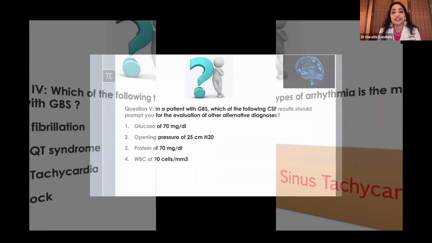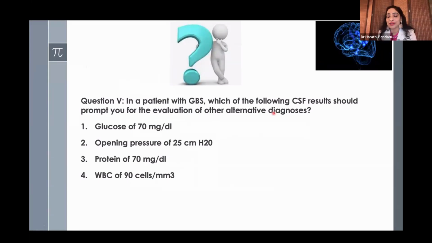Congratulations. The last question. It's a little difficult question, but I did mention this in my presentation. In a patient with GBS, which of the following CSF results prompts you to evaluate for an alternate diagnosis, which means it's not related to GBS? You should think of other diagnoses when you see this. Glucose of 70, opening pressure of 25, protein of 70, WBC of 90 cells. We talked about albuminocytological dissociation during my presentation. WBC of 90 cells per mm cube.